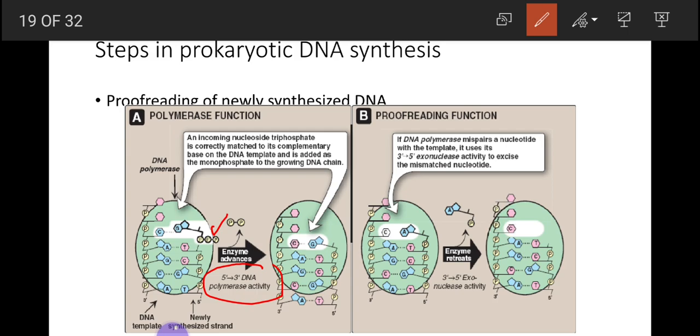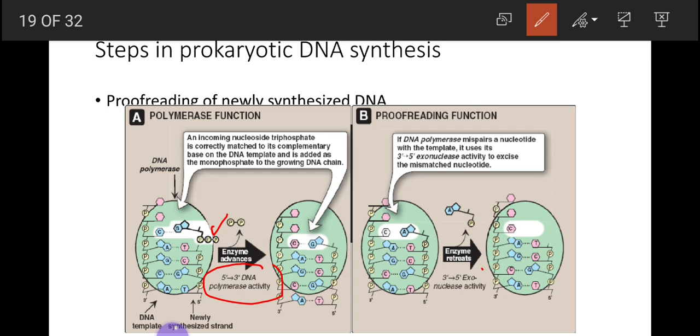Here an incoming nucleoside triphosphate is correctly matched to its complementary base on the DNA template. On the DNA template there is the C, and the incoming nucleotide is the GTP, and this G will be paired with the C, forming the 3 hydrogen bonds, and this activity is the 5' to 3' polymerase activity.